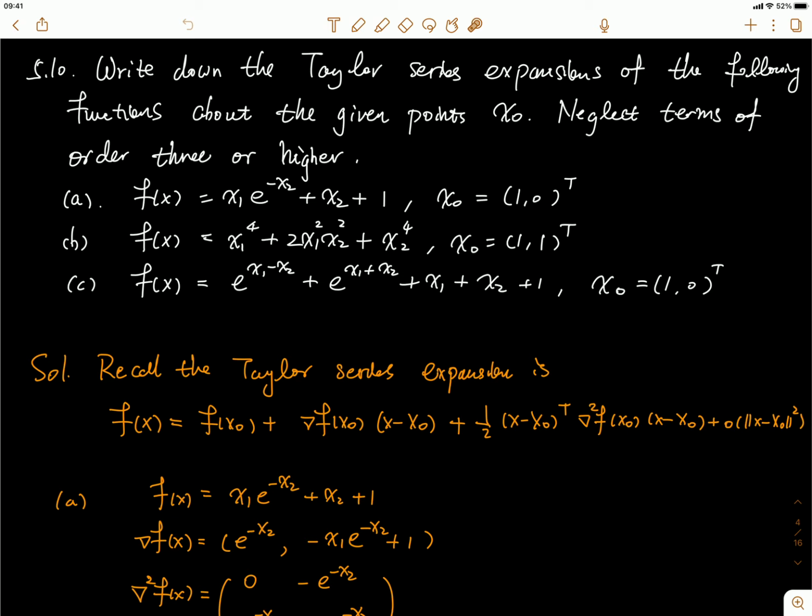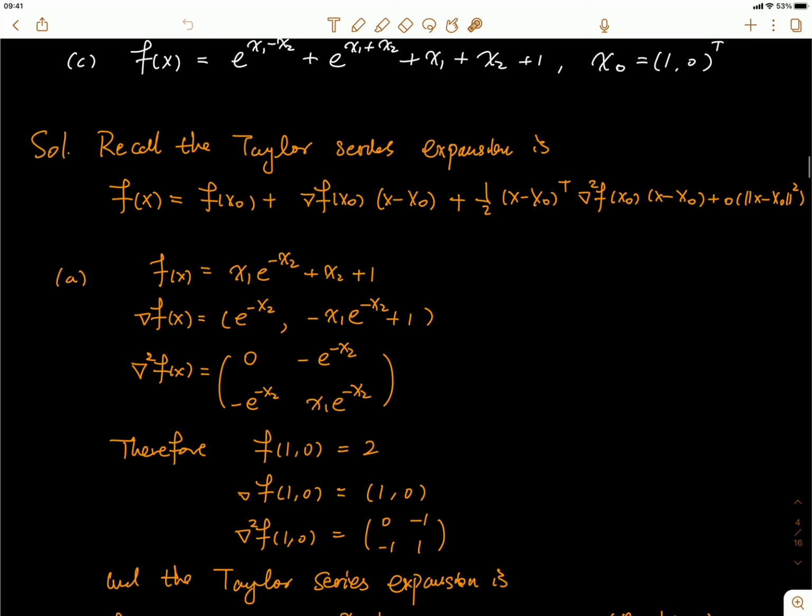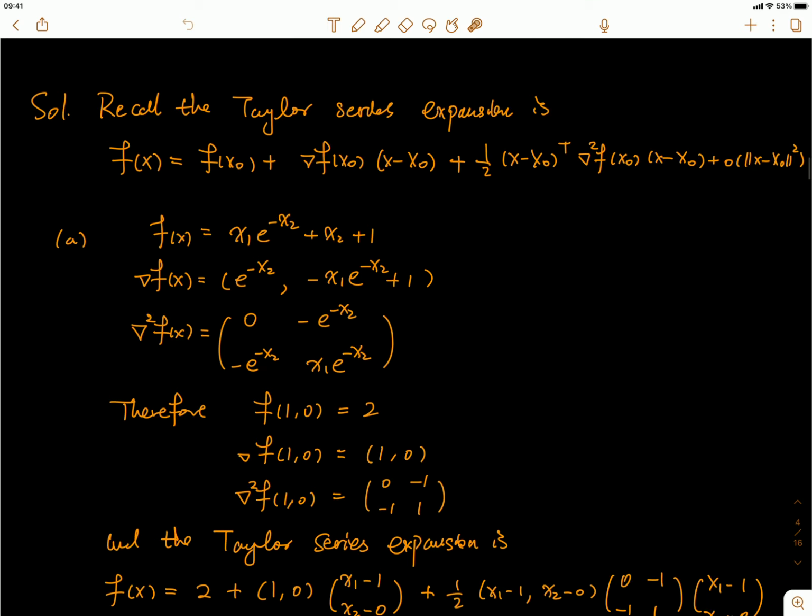Okay, now the question asks us to find Taylor series expansions for the following three functions. They want the expansion at a given point x0, and they only want the Taylor expansion up to the second order, and they keep all the higher orders, just neglected them. Okay, so here are the three functions, and I'm just going to do the first one, and you'll see the idea. You will be able to know how to do the last two. Okay, so this is the first function.